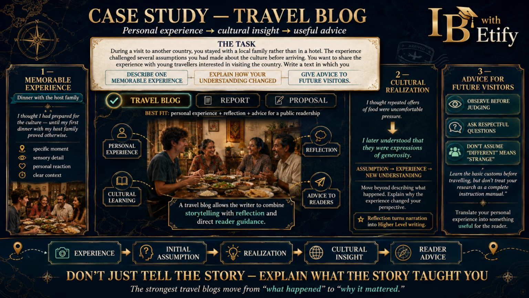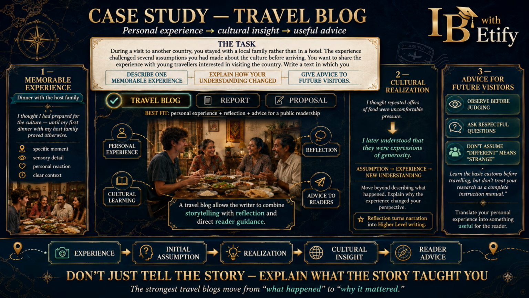Later you might develop the reflection. The most important lesson came during dinner. I had assumed that turning down more food was simply a matter of saying, "No, thank you." My hosts, however, continued offering dishes, and at first I interpreted their persistence as slightly uncomfortable. Only later did I understand that the repeated offers were expressions of generosity rather than pressure. Once I stopped measuring every interaction against the habits I was used to, the evening became far easier and far more interesting. Then translate the experience into advice.